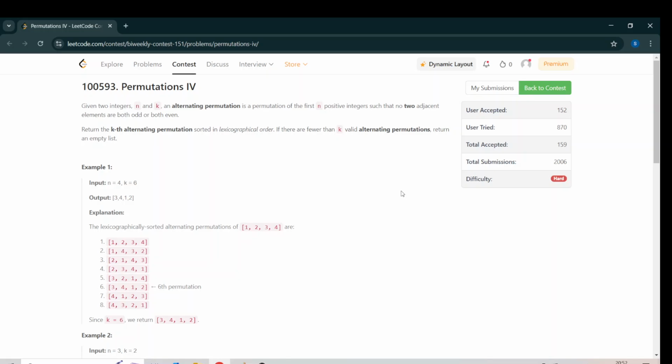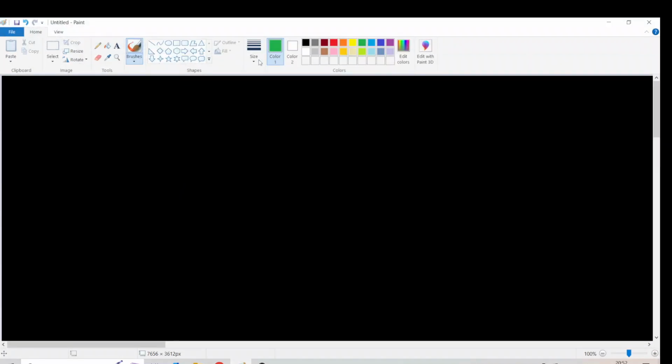We have to return an alternative permutation of length n such that no two adjacent elements are both odd or both even, and we have to return the kth alternative permutation. So let's take one example. So what are alternative permutations?